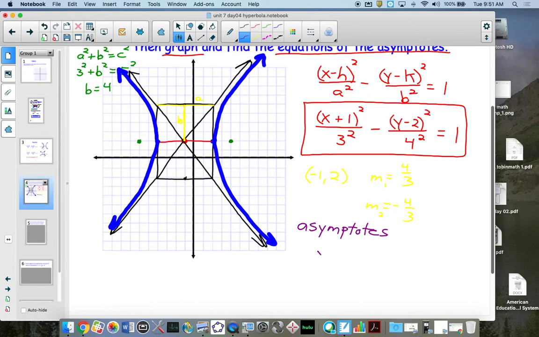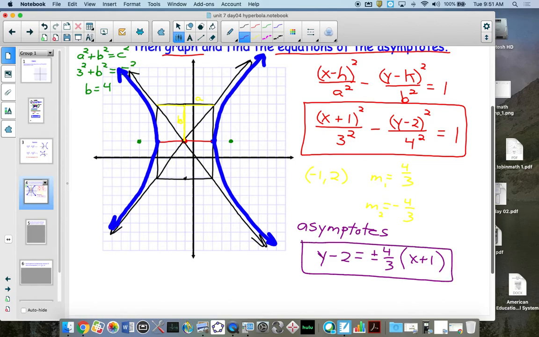let's use point-slope form. So y minus 2 equals the slope, so plus or minus 4/3. I'm actually going to write it as one equation which represents both of the asymptotes, x minus a negative 1, so x plus 1. Now that's not the form that your book will have answers in most of the time, but you can rearrange that to compare with slope-intercept form. And that's a nice easy way to write the equations of your asymptotes instead of doing them separately and then you're going to have two totally different linear equations.